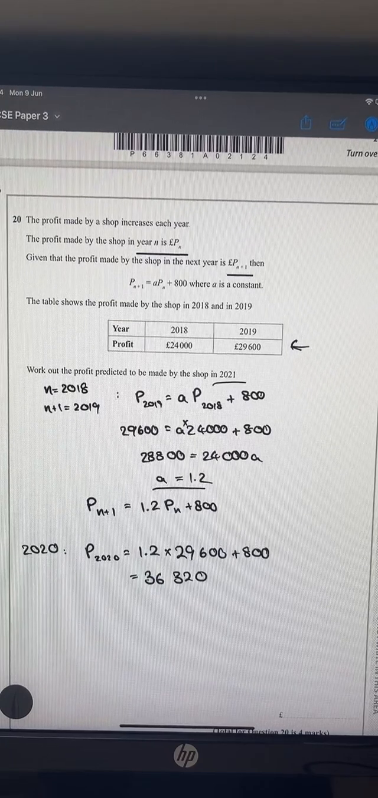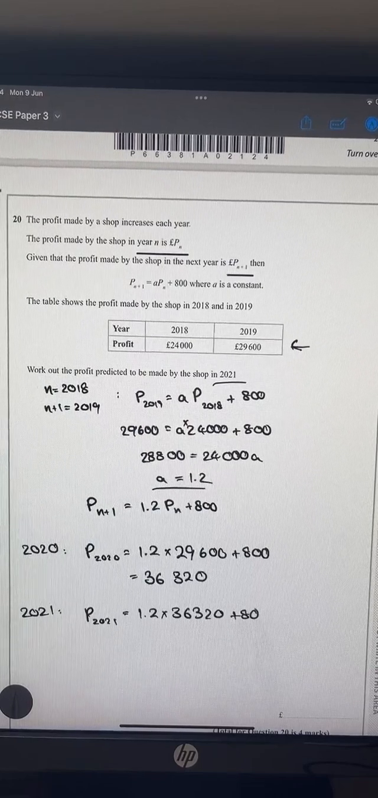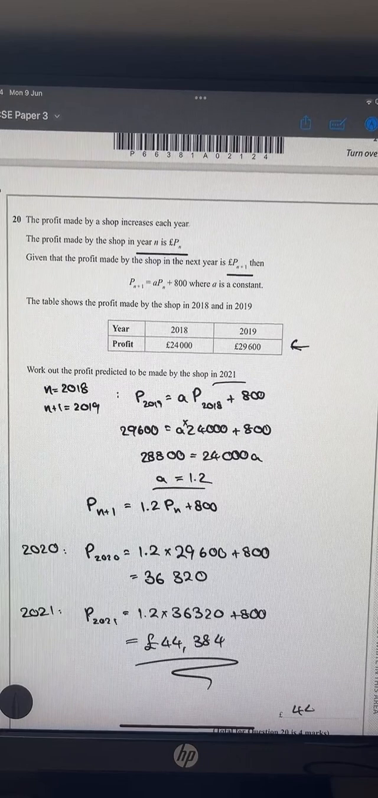All right. What do I want? I want the profit in 2021. I got to go one more year. So P 2021 is 1.2 times the profit in the previous year. So I'm using the previous number now, plus 800. And what I can do is literally just put this new number in the same formula. So that is going to be equal to 44,384 pounds. And that is my answer.